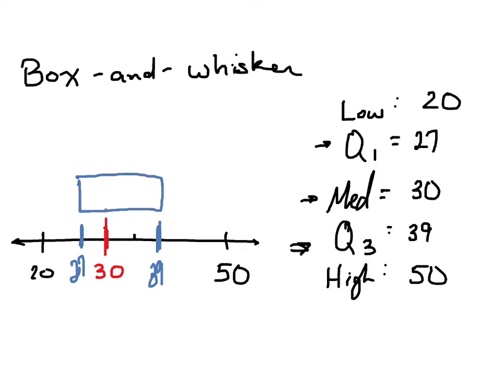You make a straight line going up at the median, and then you put lines out to the ends. So you have a box in the middle with whiskers on the side. Okay?